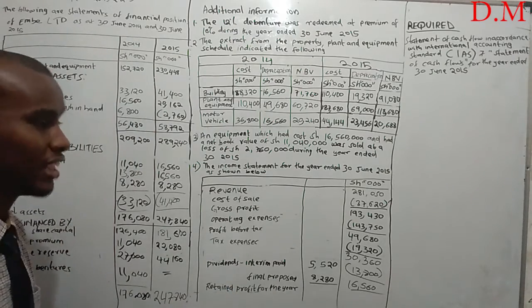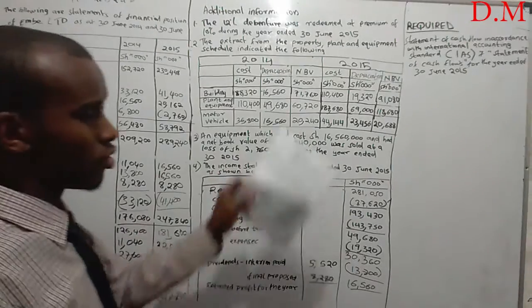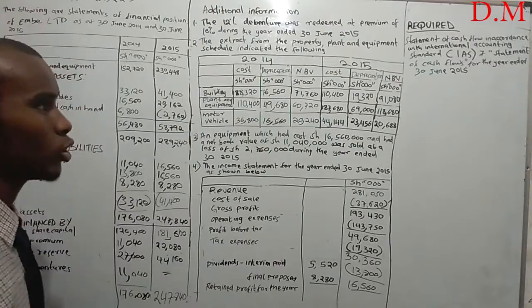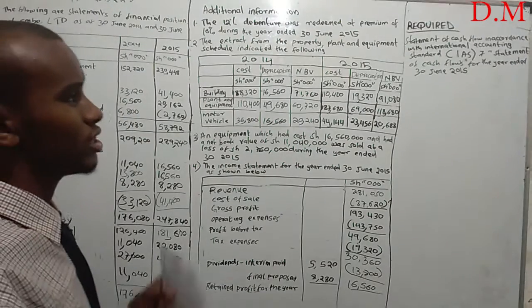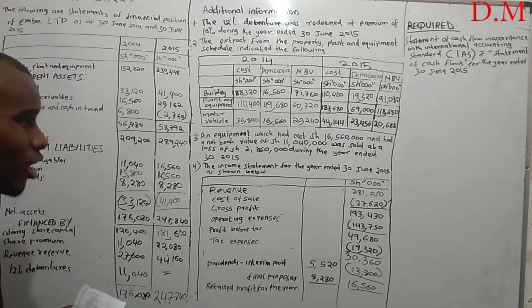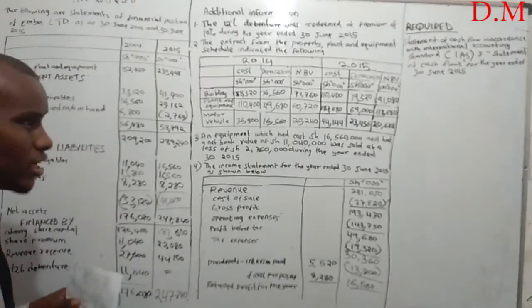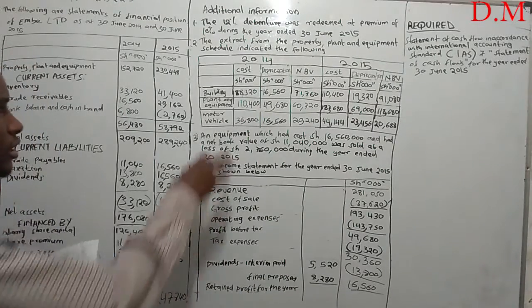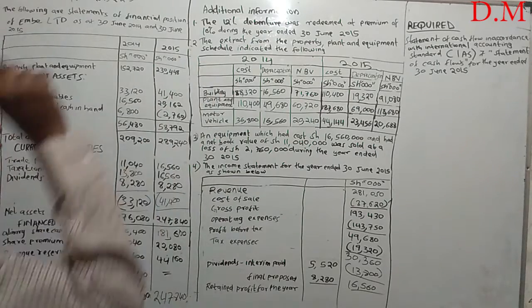So I'm going to illustrate the question. I would like to write on the board so that I illustrate the question. We are going to use the indirect method in preparing this cash flow statement. Therefore, we would like to start with the workings. We show the workings, then we proceed and prepare the cash flow. So workings: I'd like to start with the assets, additional information number 2.